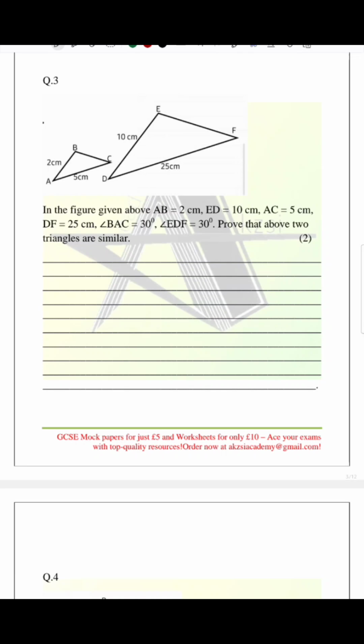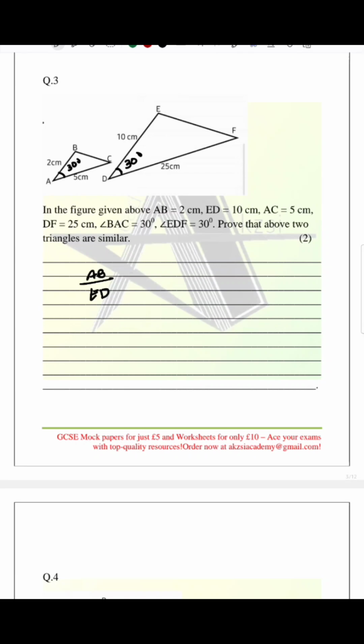Angle EDF, that means this angle, is given as 30 degrees, and BAC, that means this angle, is 30 degrees. And if I see AB over ED, because I told you that corresponding angles are equal, but the corresponding sides should bear a constant ratio.